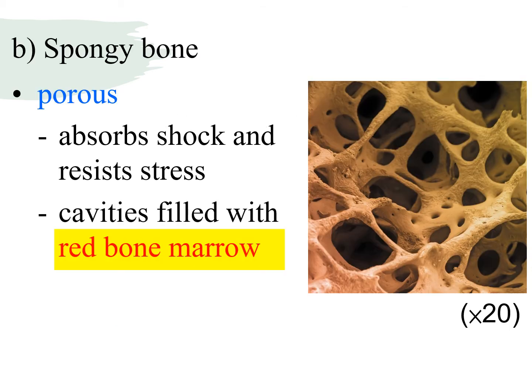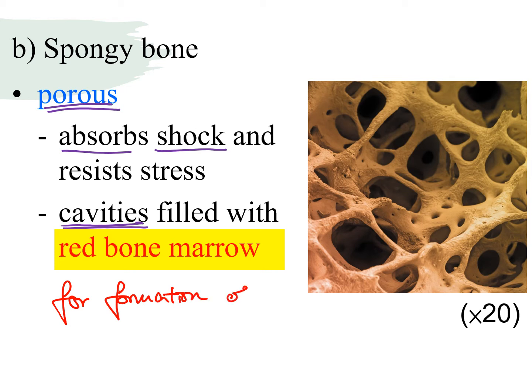If you look at the spongy bone under the microscope, you can find many holes in between. These holes are called porous. It helps to absorb shock. And in between this porous cavity, they are filled with the red bone marrow. It helps with the production and formation of blood cells.